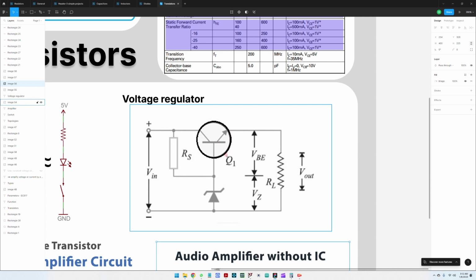So this means that on the output you would always have the voltage of the Zener diode minus the base emitter voltage. So for example, if you take a Zener of 8 volts and you have a base emitter voltage of 1 volt, then you will have 7 volts on the output.